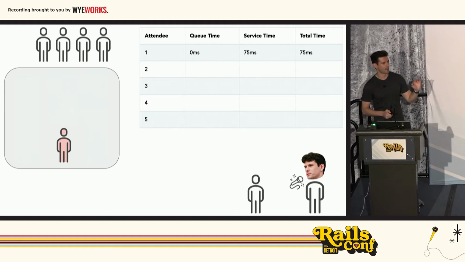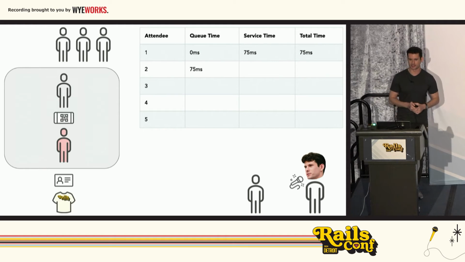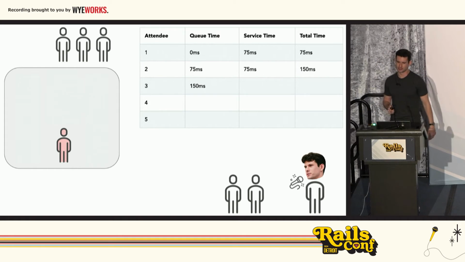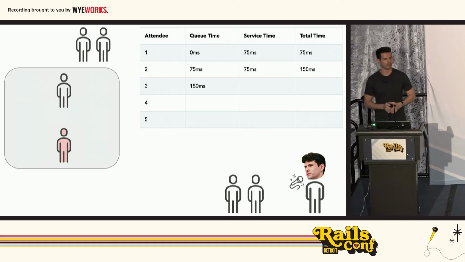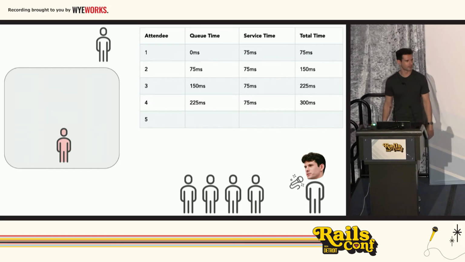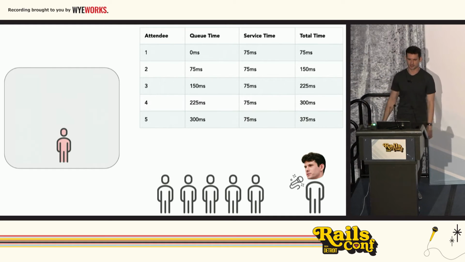The next attendee has now been waiting in line for 75 milliseconds while that first attendee was being serviced. But now that our station is open for work, our second attendee makes it through the doors in 75 milliseconds. Our next attendee has now been waiting in line for 150 milliseconds and makes it through the door in another 75 milliseconds. The fourth attendee has now been waiting in line for 225 milliseconds, and makes it through the door in another 75 milliseconds. Finally, our fifth attendee has now been waiting in line for 300 milliseconds and makes it through the door in 75 milliseconds.